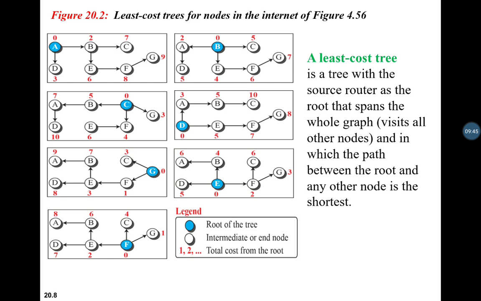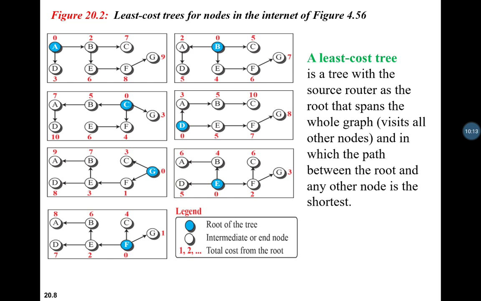So here the figure shows 7 least cost trees for the internet: A, B, C, D, E, F, G. You can see here, there are 7 least cost trees for the internet, that is n least cost trees for the whole internet and only one shortest path tree for each node.